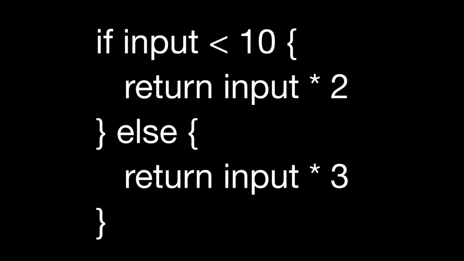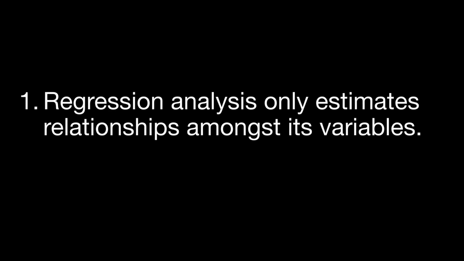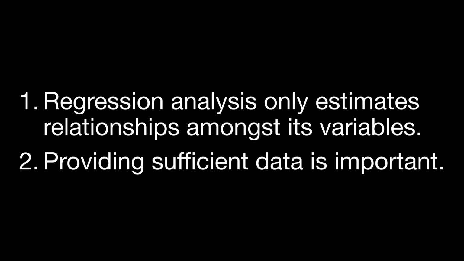That seems reasonable. Now, it's very possible the algorithm actually looks something like this. If input is less than 10, return input times 2, else, return input times 3. If that were the case, then inputting 10 would give a result of 30, rather than your prediction of 20. This shows two important parts of the process. First, regression analysis only estimates the relationship amongst its variables. The goal is to make sure its estimate is as close to reality as possible, but that takes work. Second, just like with analyzing images, providing sufficient training data is really important. You should make sure the data you train with is similar to the data you test with.